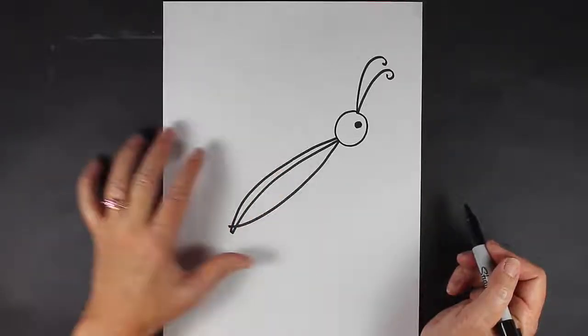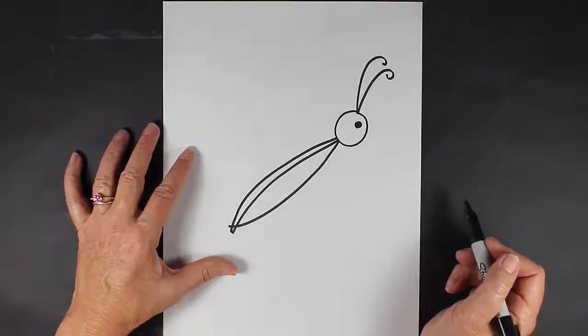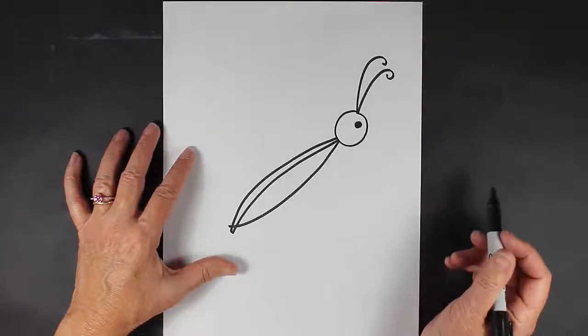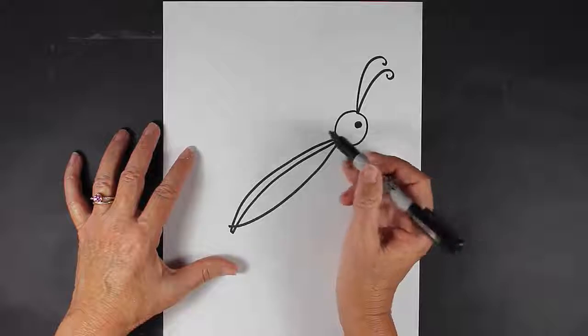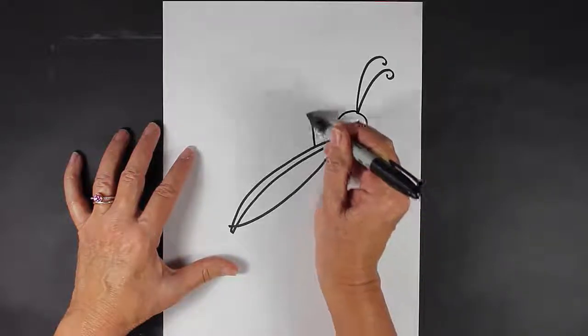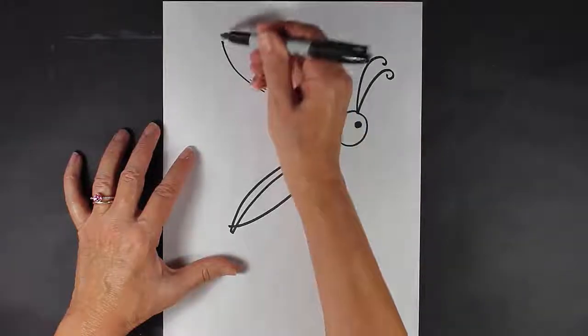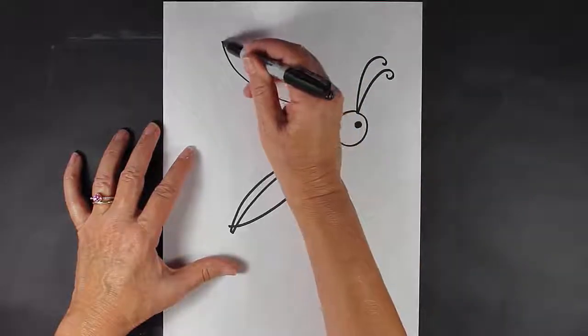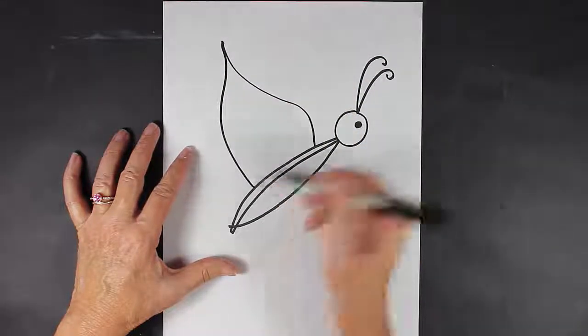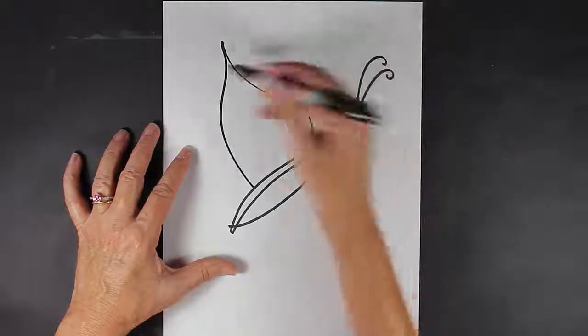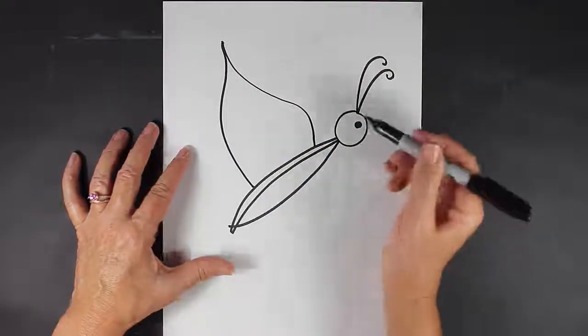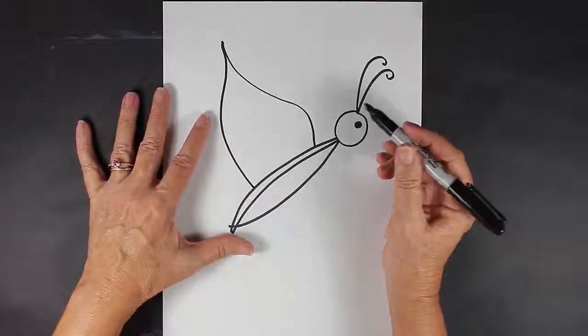Now I'm going to create our butterfly's wings. And they're going to be a little bit fancy, so they're going to be a little bit curvy. I'm going to come out and I'm going to come up like this. So I come out and I come up and then I come down. So it's a curved line coming up and a curved line coming down. That's for the wing that's closest to us.